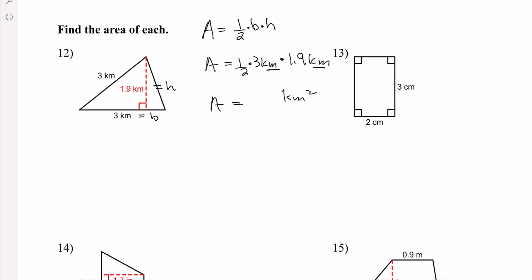Now, if you're going to do this with your calculator, you can convert 1/2 to 0.5, times 3 times 1.9, and you get 2.85. This is a very large angle, definitely obtuse, very much bigger than 90 degrees. So that is an obtuse triangle.